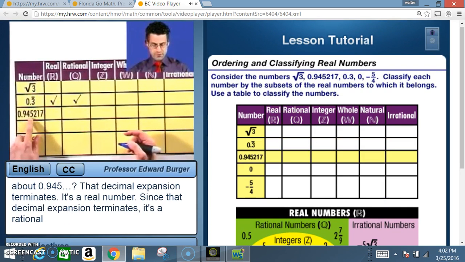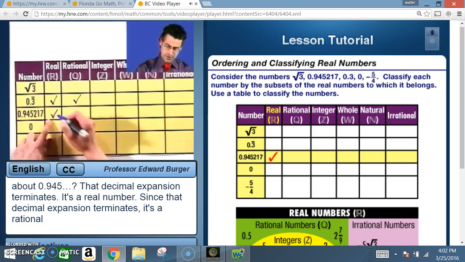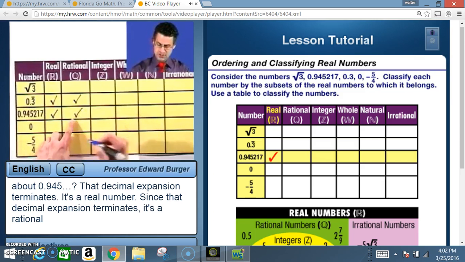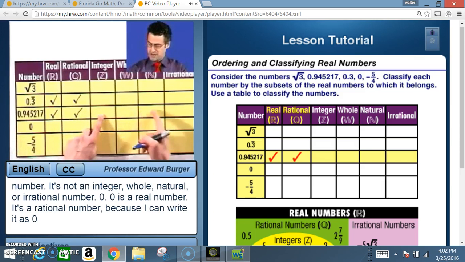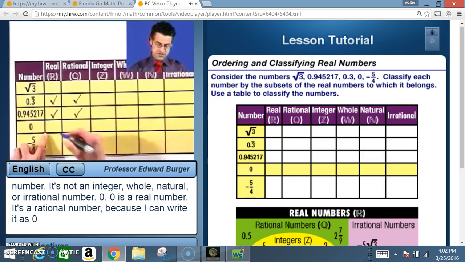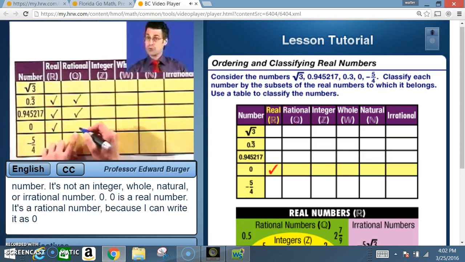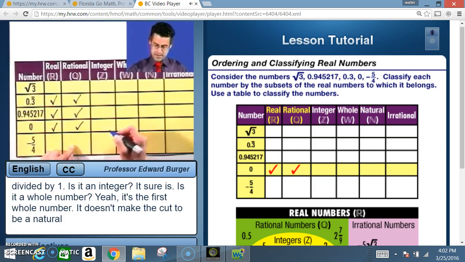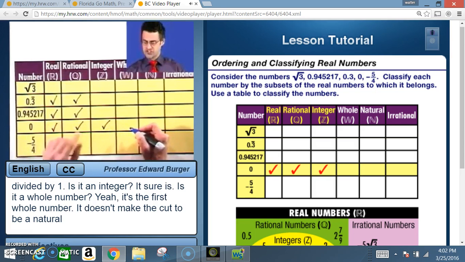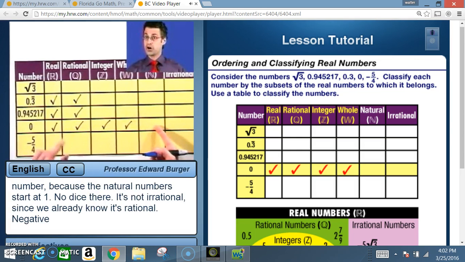What about 0.945? Well, that decimal expansion terminates. It's a real number, and since the decimal expansion terminates, it's a rational number, not an integer, whole number, natural number, or irrational. 0. 0's a real number. It's a rational number because I can write it as 0 divided by 1. And is it an integer? It sure is. Is it a whole number? Yeah, it's the first whole number. But it doesn't make the cut to be a natural number because the natural numbers start at 1. So no dice there, and it's not irrational since we already know it's rational.